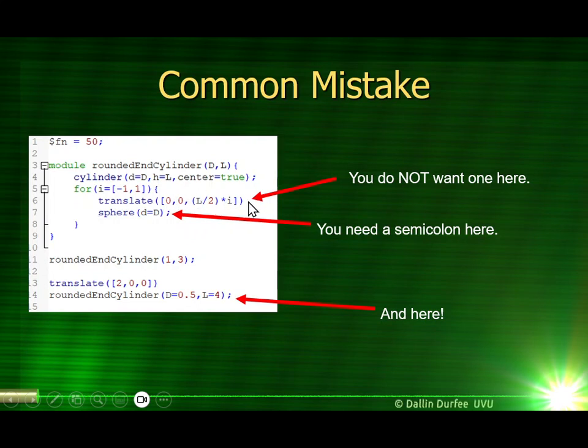Those transformations, if you put a semicolon after them, it says that's the end of the shape and you're translating nothing. All right, so I don't want a semicolon here because I do want to translate the sphere, not nothing, but I need a semicolon after the sphere. I don't want a semicolon right there. So a common mistake is misplacing or missing semicolons, so look for that.